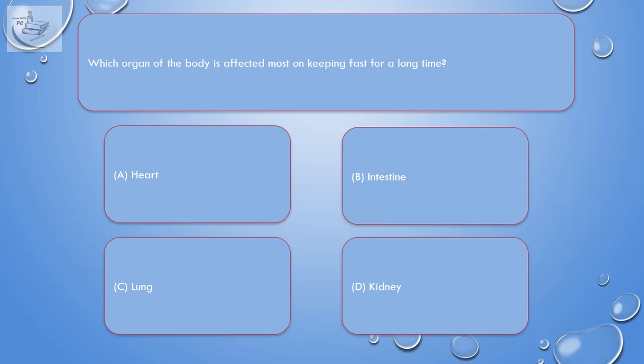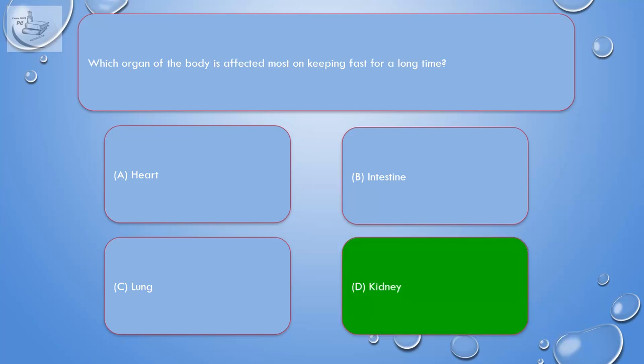Question: Which organ of the body is affected most on keeping fast for a long time? A. Heart. B. Intestine. C. Lung. D. Kidney. Correct answer is D. Kidney.